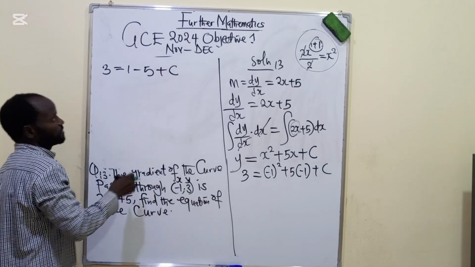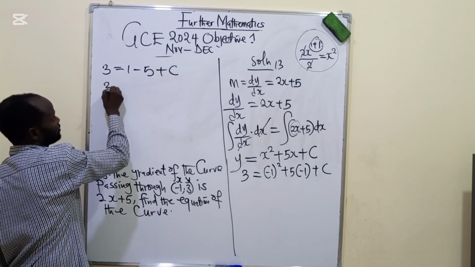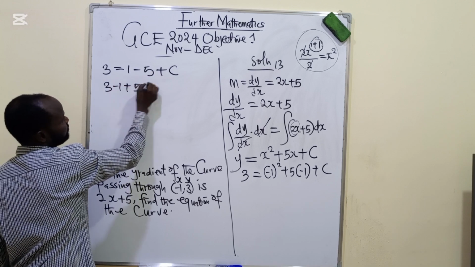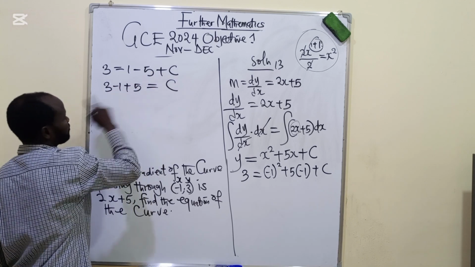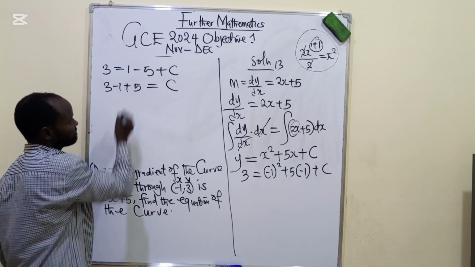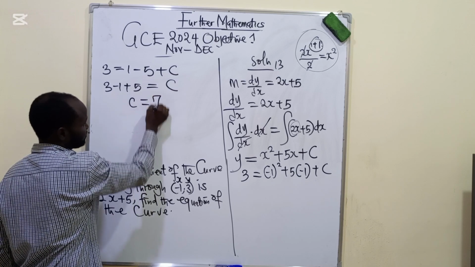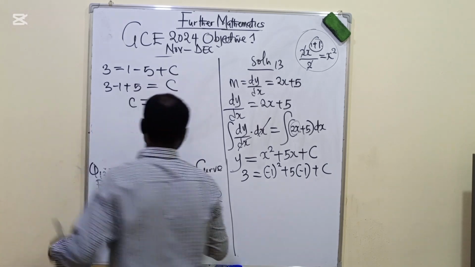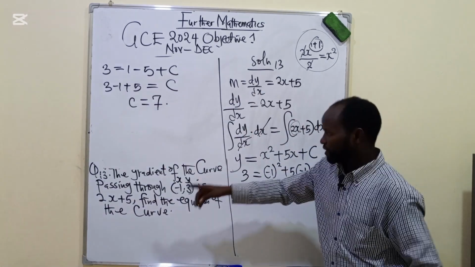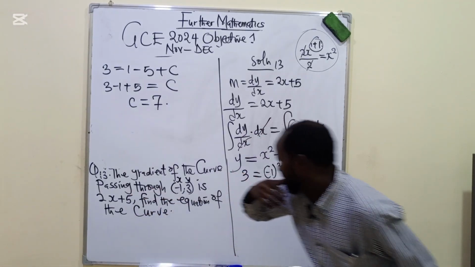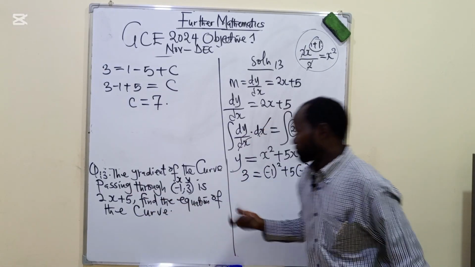We are looking for c. Let's make c the subject. It will be 3 minus 1 plus 5 equals c. 3 minus 1 is 2. 2 plus 5 is 7. The constant of integration now is 7. But that's not what we're looking for. We're asked to find the equation of the curve.